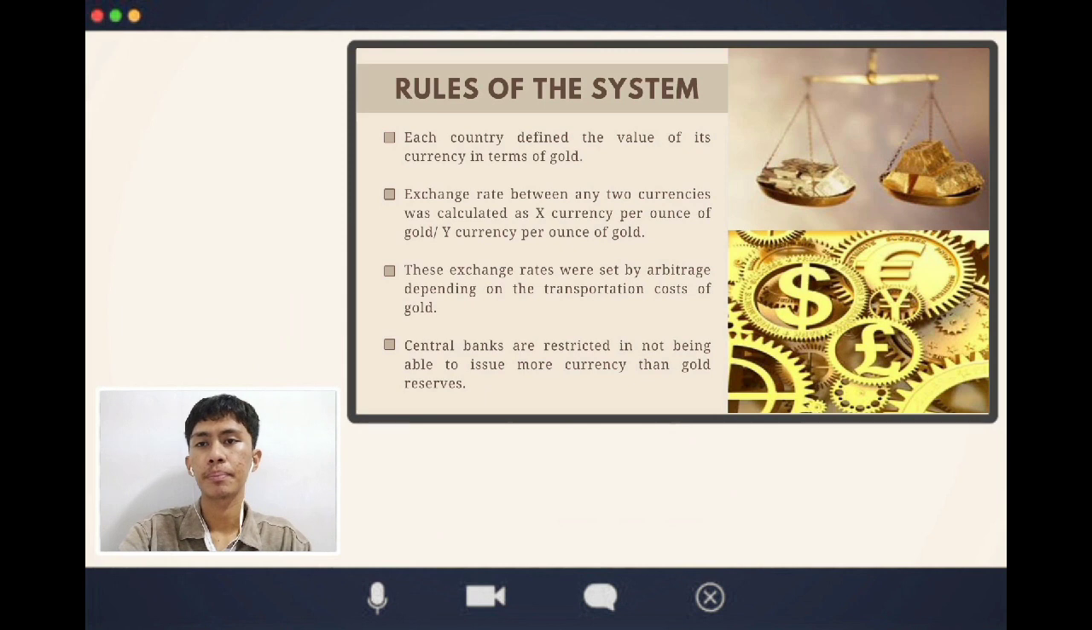Rules of the system. Each country defined the value of its currency in terms of gold. The exchange rate between any two currencies was calculated as X currency per ounce of gold, Y currency per ounce of gold. These exchange rates were set by arbitrage depending on the transportation cost of gold. Central banks were restricted from issuing more currency than their gold allowed.